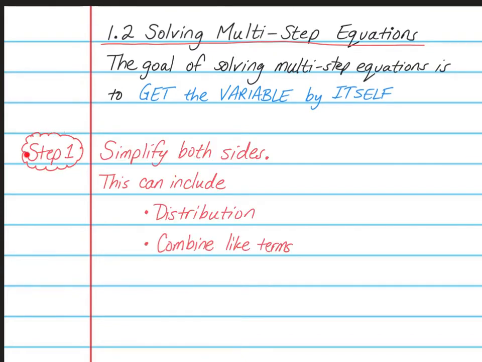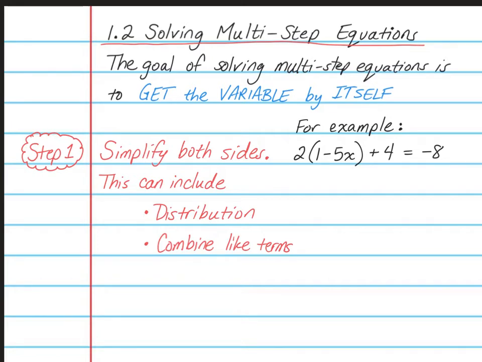The first step is to simplify both sides. This can include two things. If there are parentheses, you will probably need to use distribution. If there are multiple terms, you might need to combine them together. For example, if we are given this problem here, you'll notice that I have parentheses here. That means that I need to use the distribution process first.